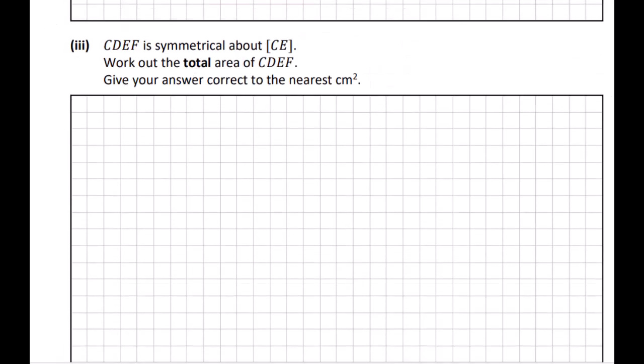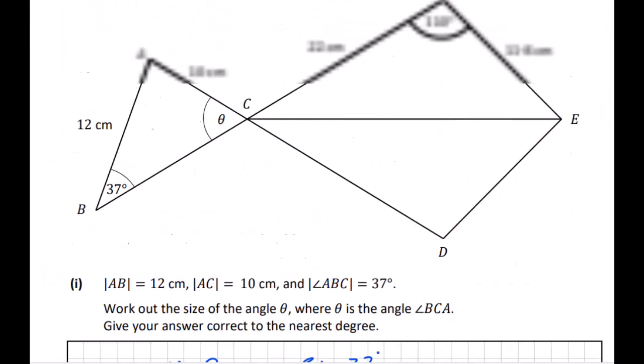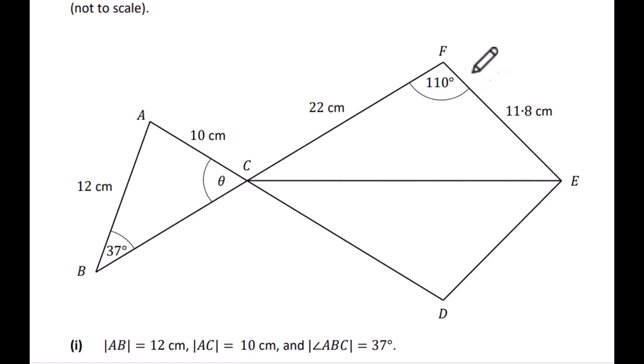CDEF is symmetrical about CE. Work out the total area of CDEF. Give your answer correct to the nearest square centimetre. So CDEF is symmetrical around CE. So what we've got to do here is find the area of one triangle and just double it.